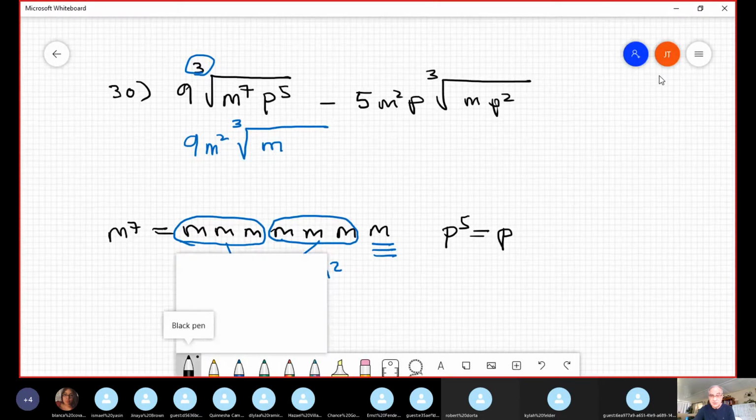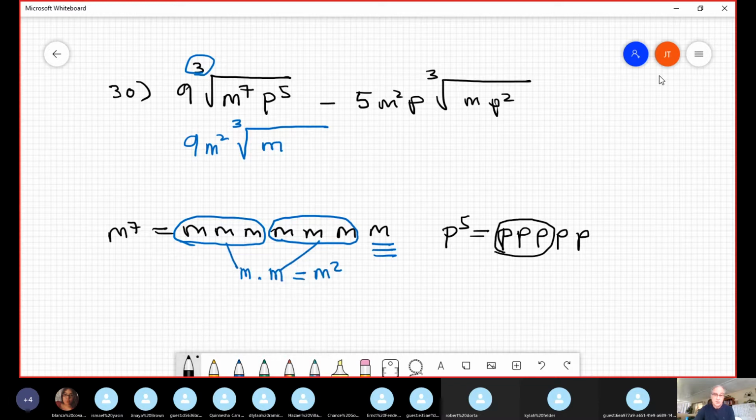Entonces, P to the 5th power. I select 3 by 3 because it's a cubic root. Entonces, 1P, that represents 1P outside. So we have 1P only here, and 2P stay inside, P squared. Okay now? Is it okay?